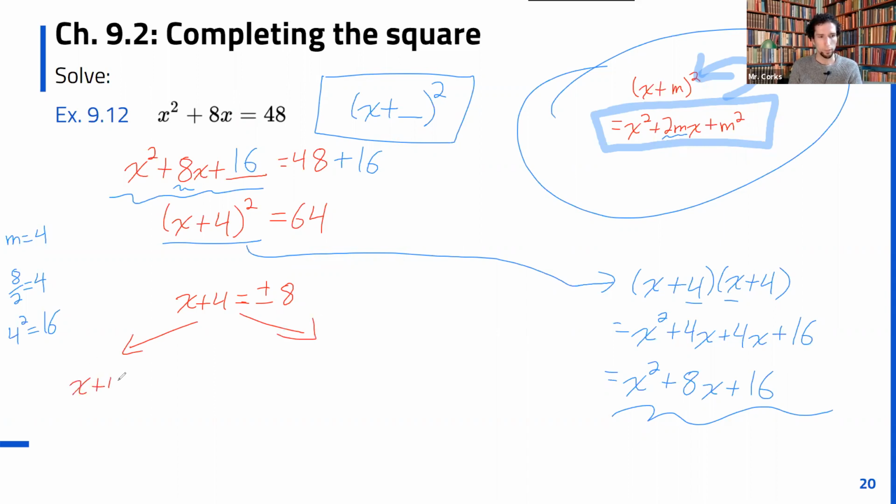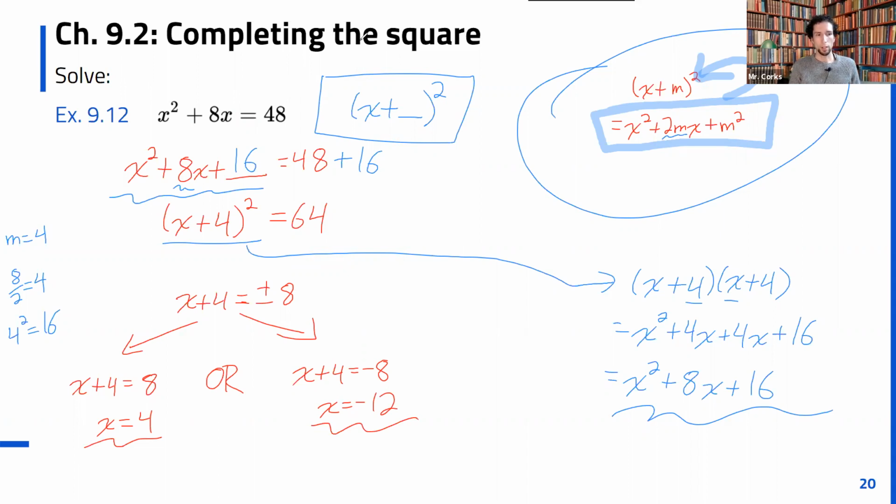So x plus 4 is equal to positive 8. Therefore, x is equal to 8 minus 4, which is 4. Or x plus 4 is equal to negative 8, and move this over, x is equal to negative 12. So now we have solved it.